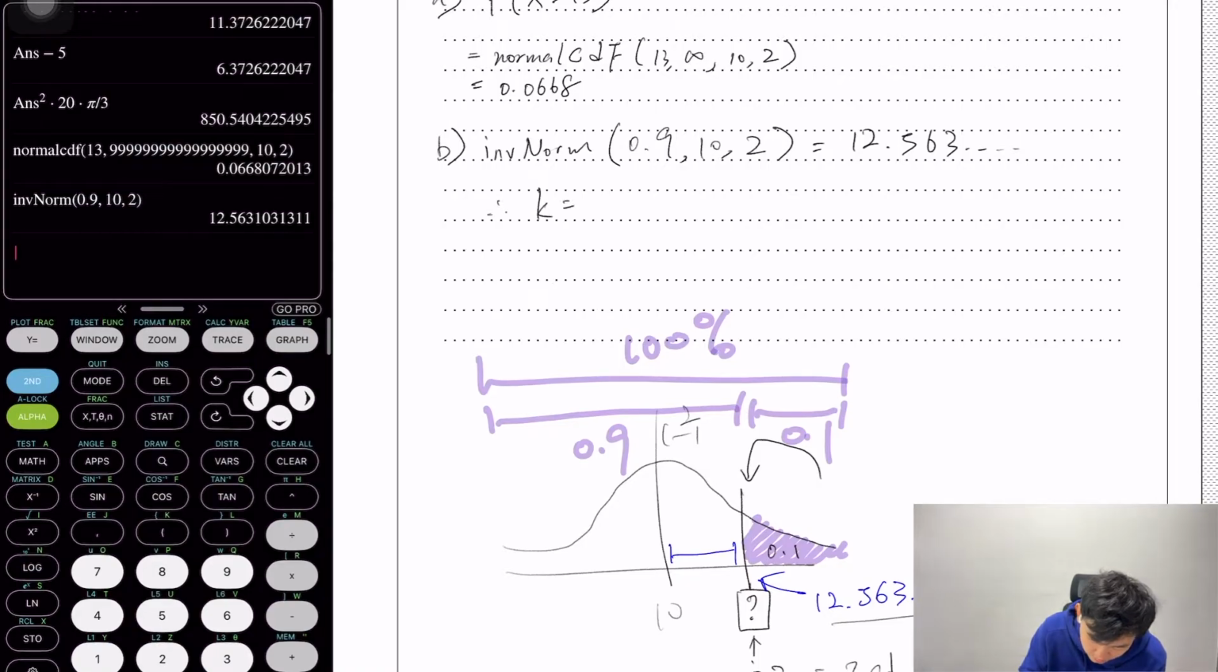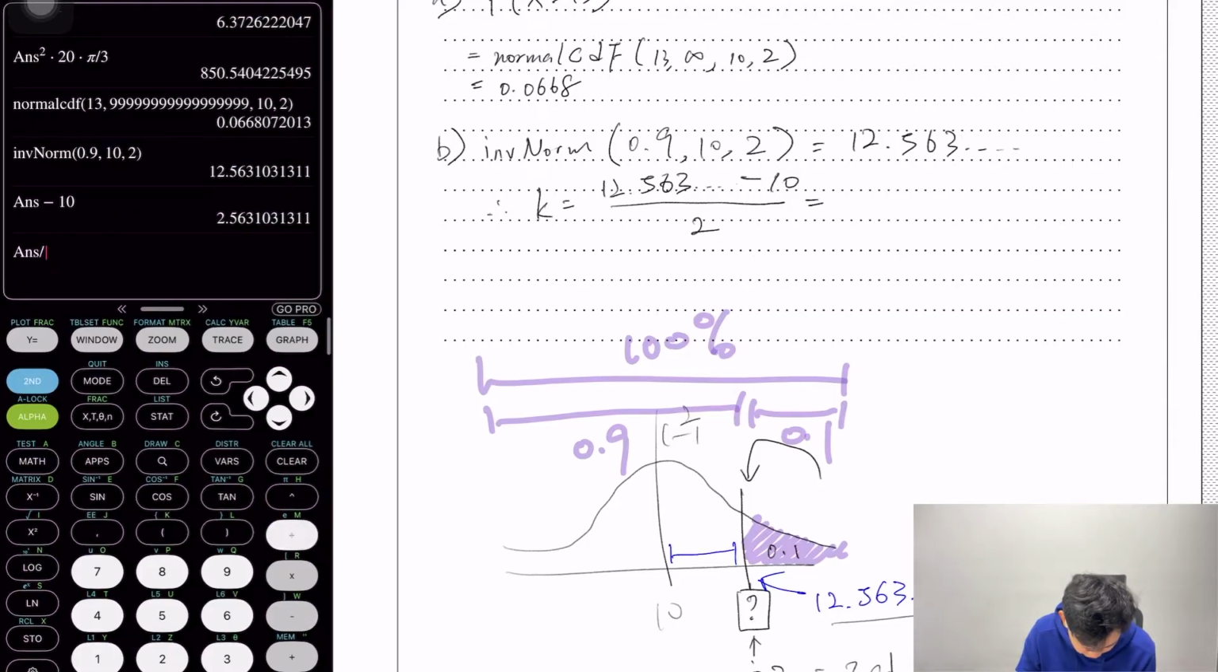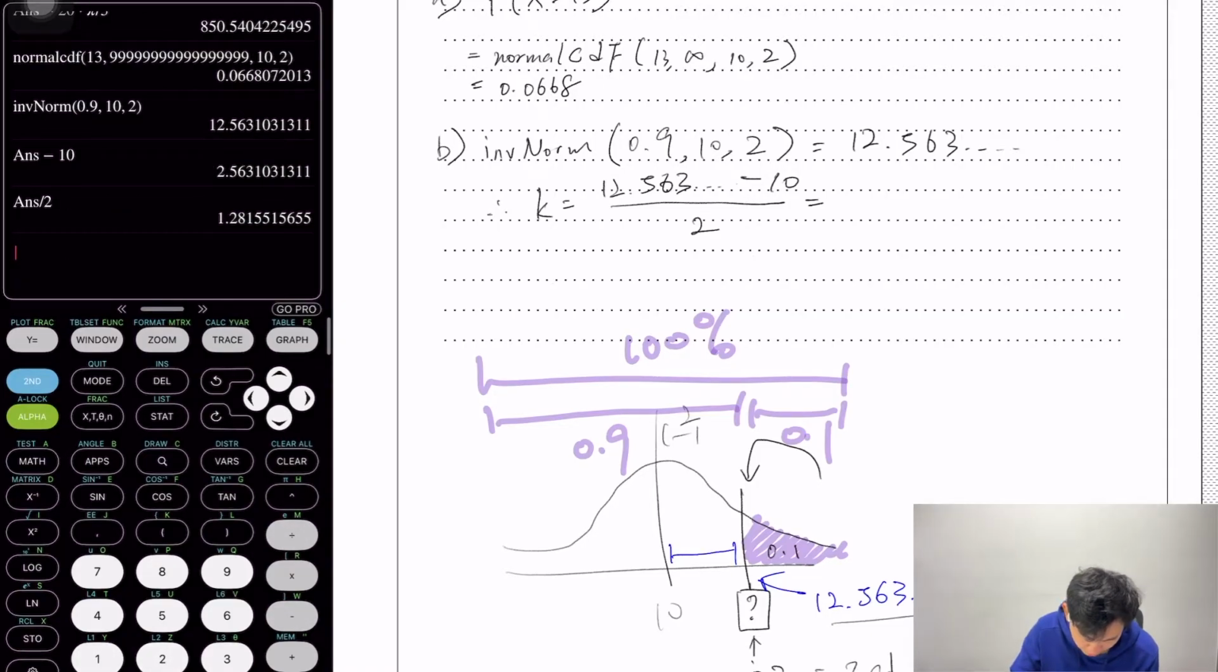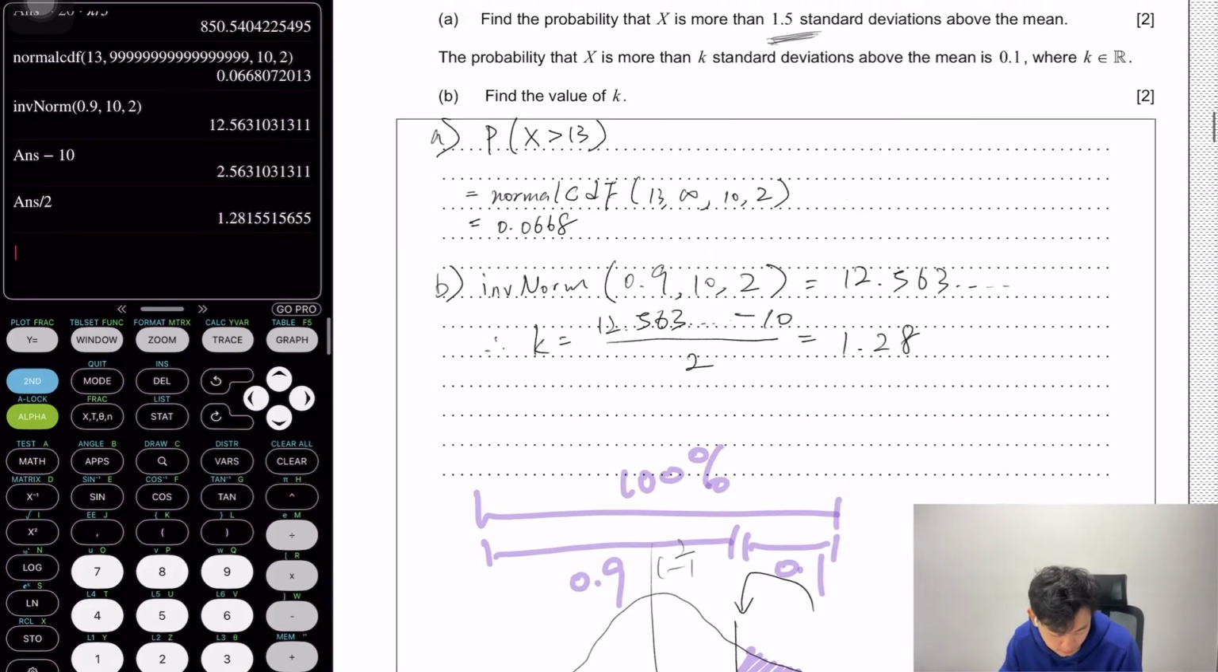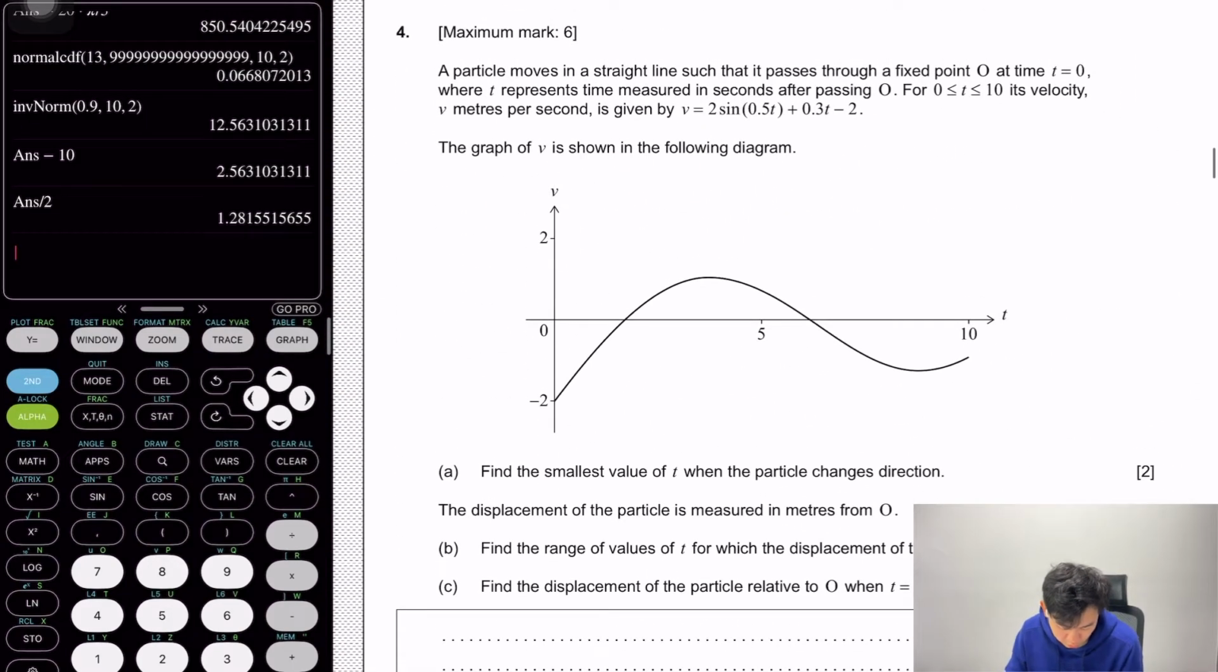So therefore, k is equal to 12.563 minus 10. We have to subtract the distance from the mean first, okay? Then we have to divide it by the standard deviation 2, okay? So we minus 10, enter, divided by 2. So our k is equal to 1.28, okay? So that's the three significant figure answer. All right, move on. Question 4.